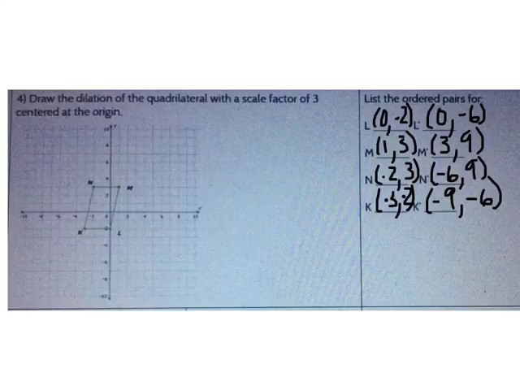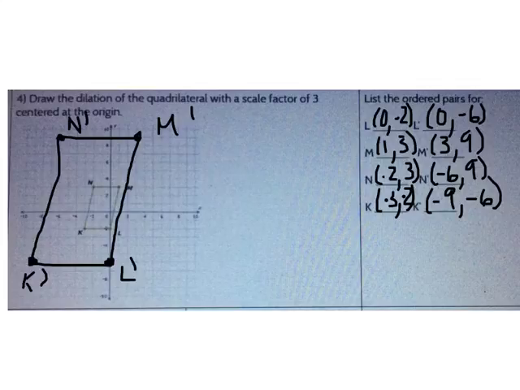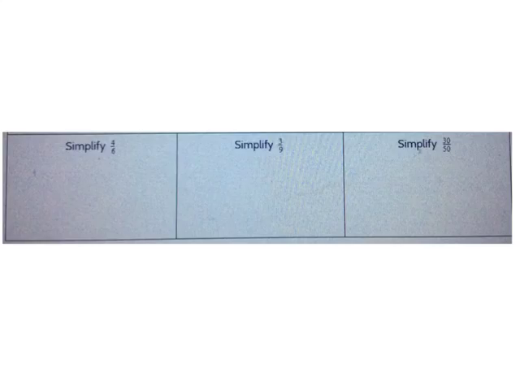L' will be located at 0, -6, M' will be located at 3, 9, N' will be located at -6, 9, and K' will be located at -9, -6. Go ahead and draw the dilation of this figure now. Check to see that your dilation looks like mine. Today we will use simplification when we find the slopes of lines.